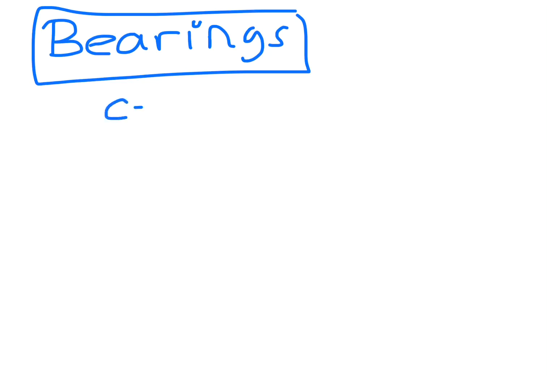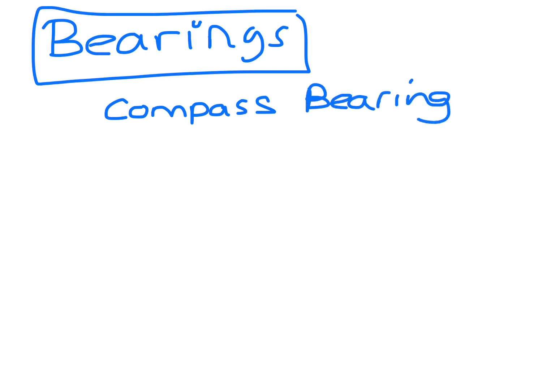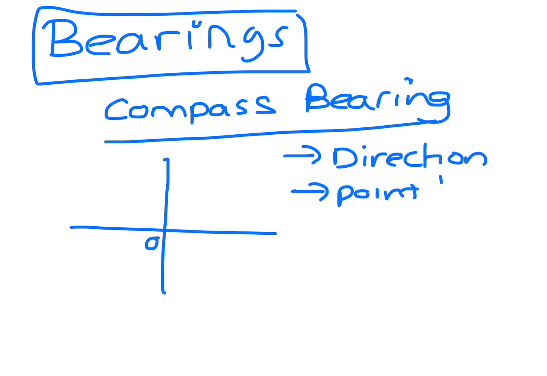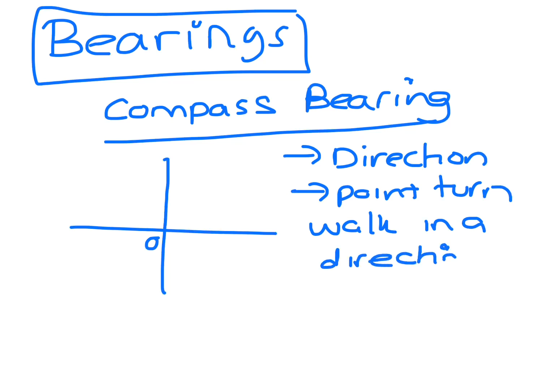Just to run through the different types of bearings. The first one we're going to look at is the compass bearing. With the compass bearing, a bearing is basically a direction. You always start from a point and then you turn and walk in a different direction. So a bearing enables you to have a direction.